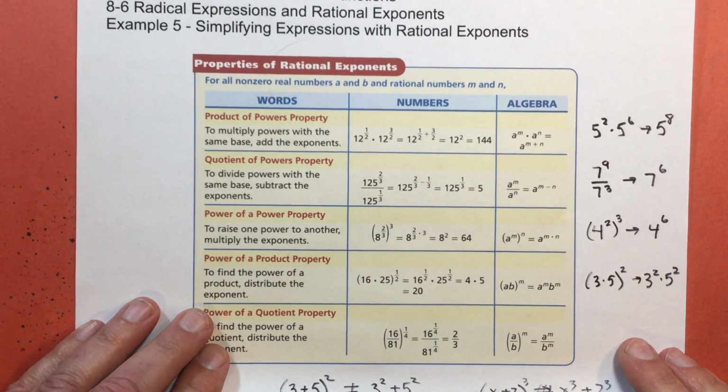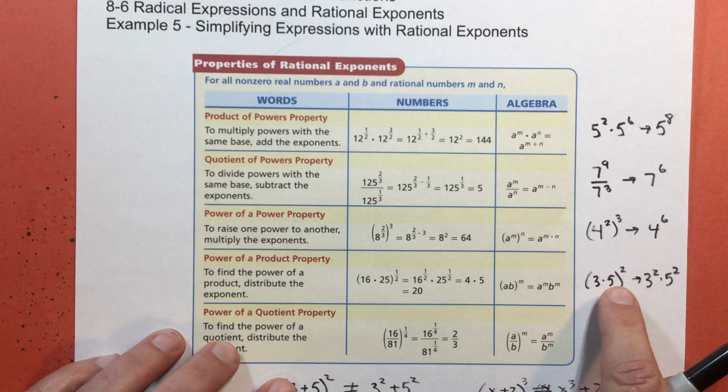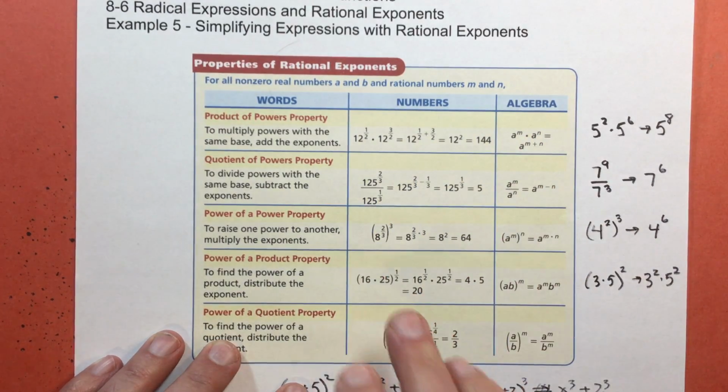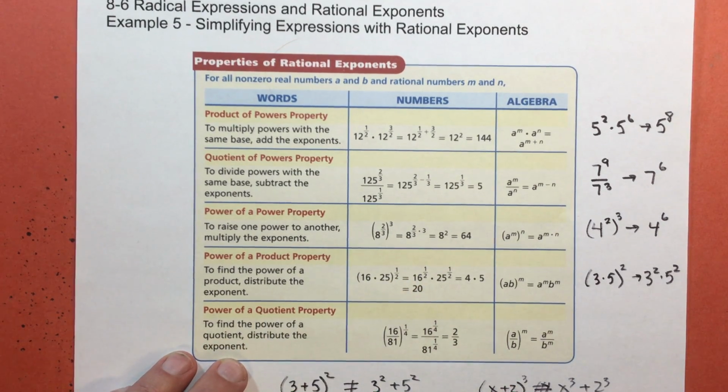Back to what we were talking about, though. This power of a product works just like all these. They all work the same if your exponent is a fraction. And the last one, the power of a quotient.